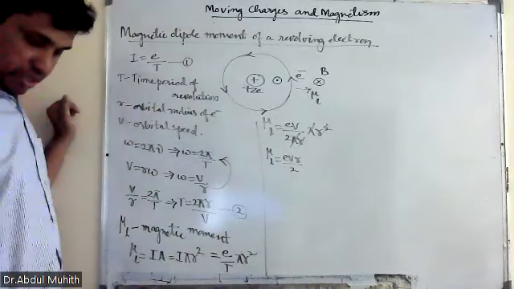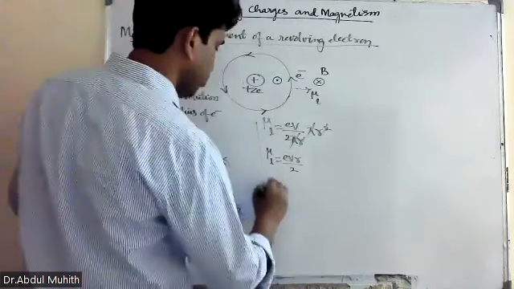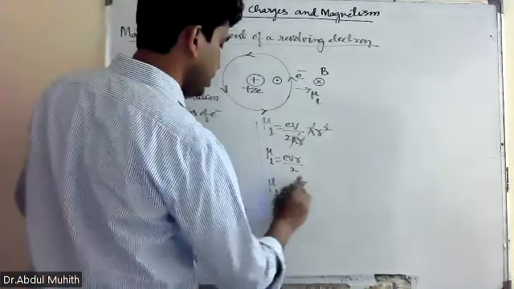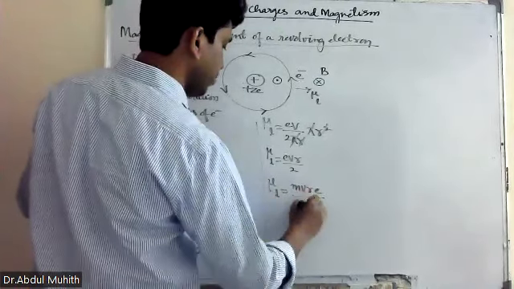EVR by 2. So now next what is that? Here we'll multiply and divide by M. So mu L will be equal to what? MVR into E divided by 2M.